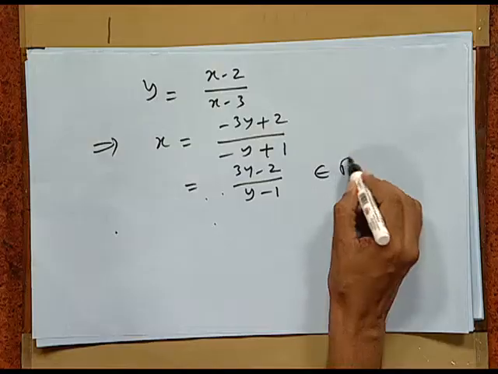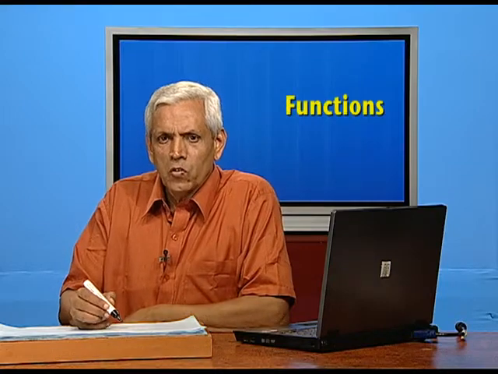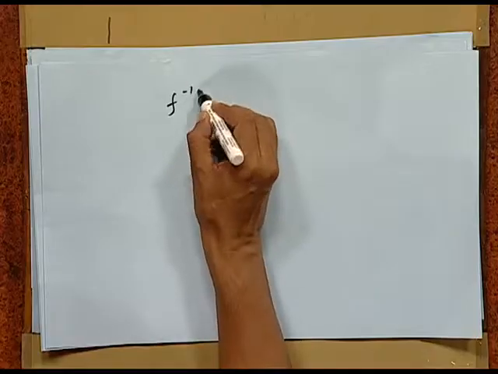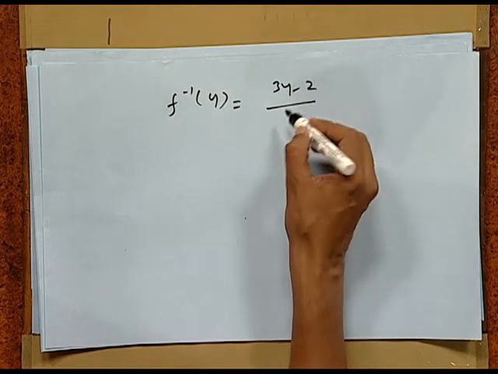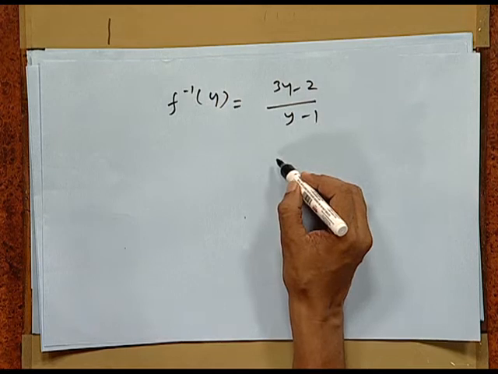Now, since y belongs to B and the number 1 is not in B, so y minus 1 in the denominator makes sense, because y minus 1 cannot be 0. So, clearly this belongs to R. So, we can write f inverse of y equal to (3y minus 2) upon (y minus 1). Thus, f inverse exists for every y belonging to B, hence the function is onto.